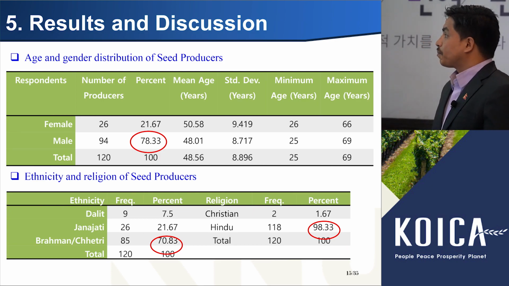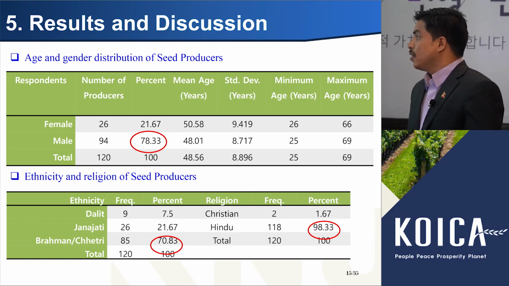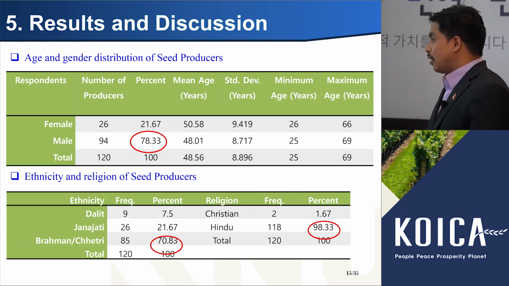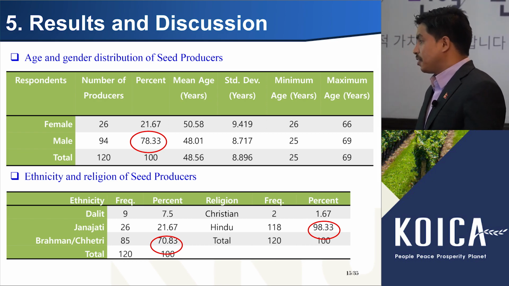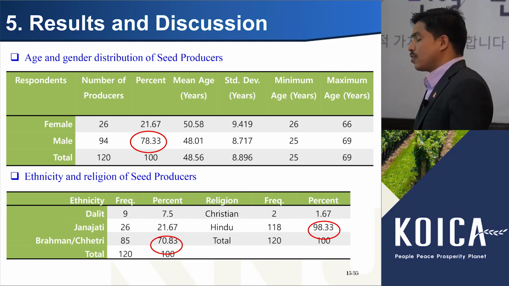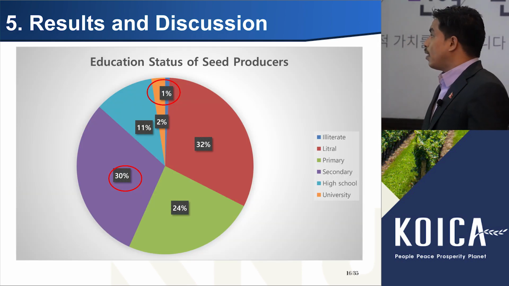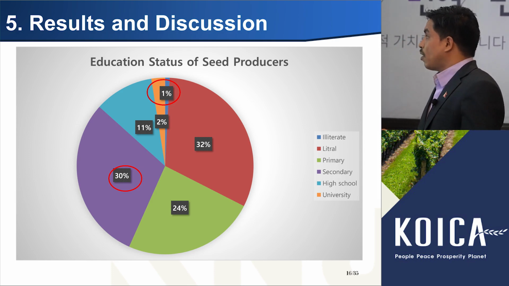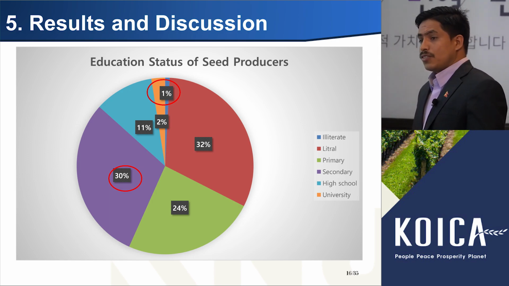This is the result. We can see here 78.33% male dominance in this study area, and ethnic-wise the Brahmin and Kshetri are highest at 70.83%. The religion Hindu is 98.33%. The lowest, 1%, were illiterate farmers found in the study area, and the highest, 30%, had secondary level education.